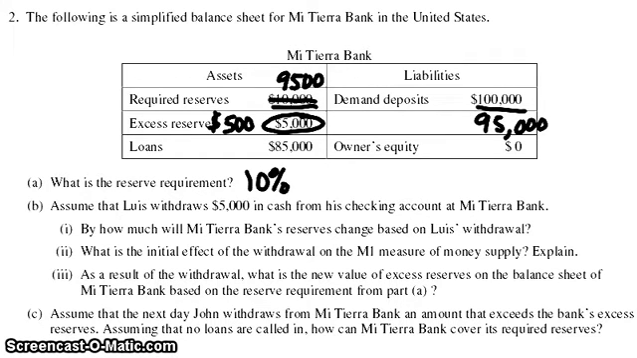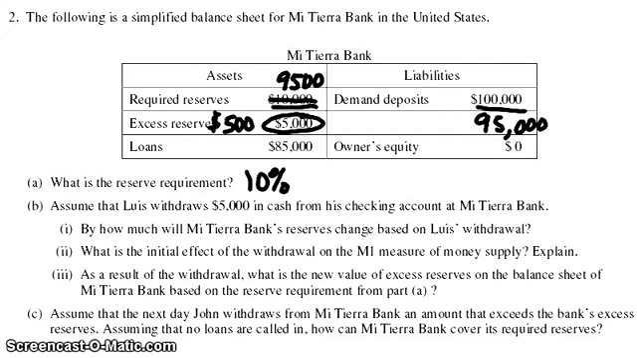The third part of B says, as a result of the withdrawal, what is the new value of excess reserves on the balance sheet of Metera Bank based on the reserve requirement from Part A? And I've already done that for you here. As I said, the demand deposits have dropped by $5,000 with Luis's withdrawal. 10% of that $95,000 means the new required reserves are $9,500, and that would leave $500 from the original $10,000 required reserves that now are excess reserves.